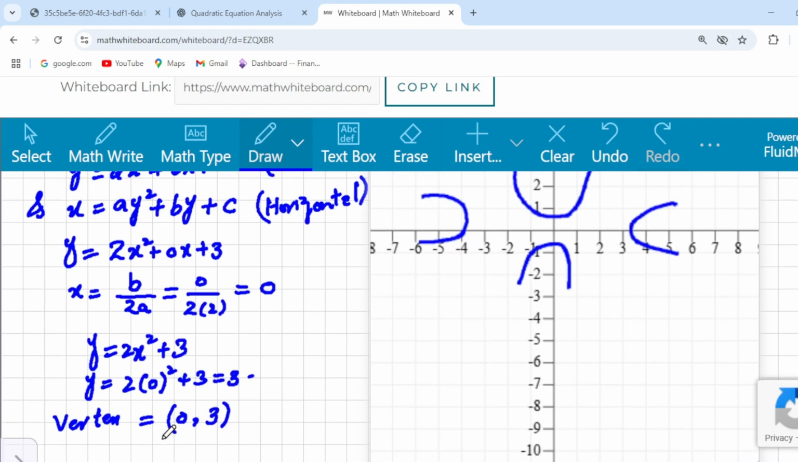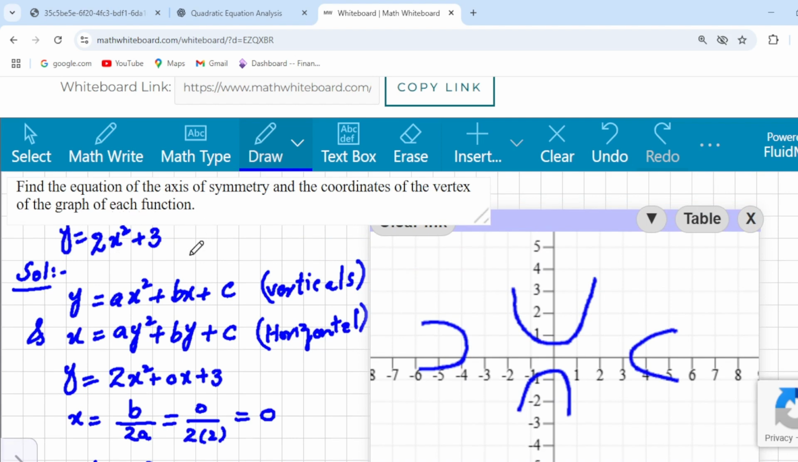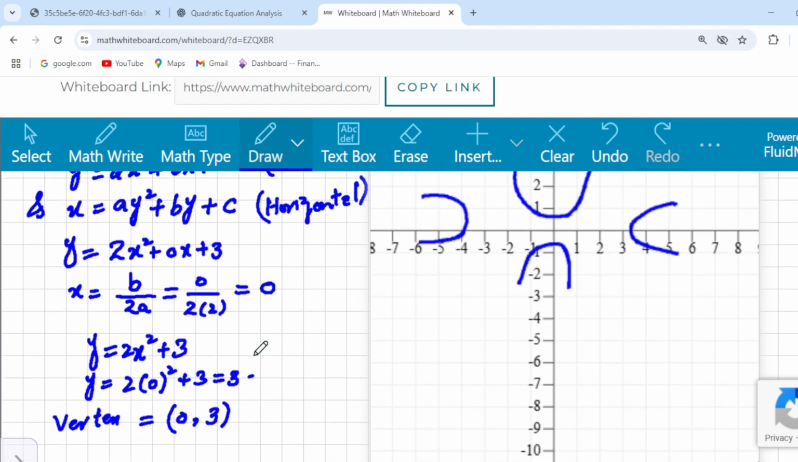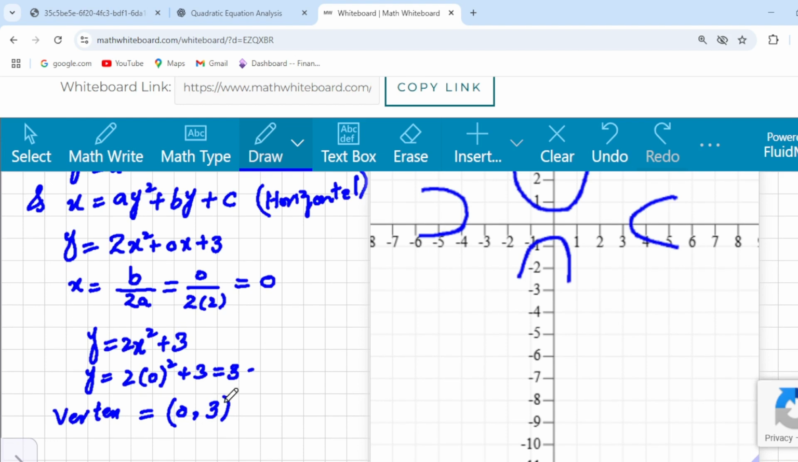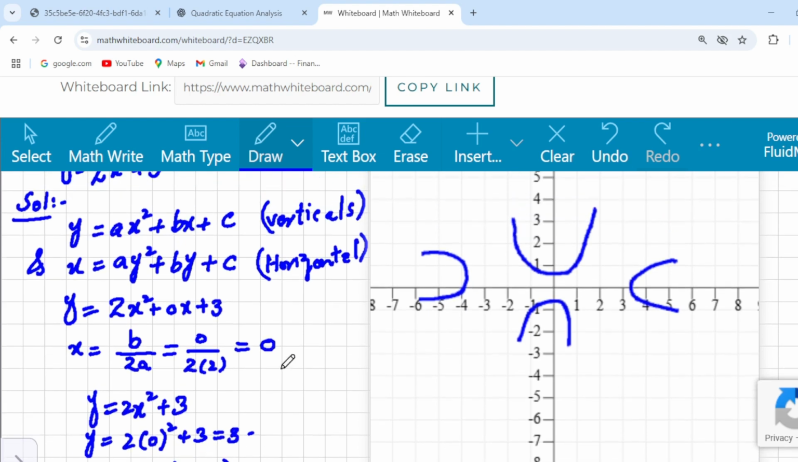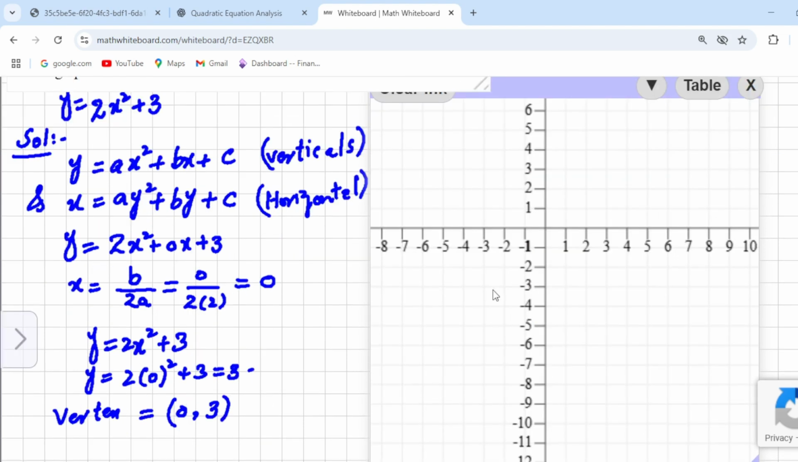So we find the coordinate of the vertex of the graph of each function. We also have to draw the graph of each function. For the graph we need points. One thing we found is the vertex, so we have to find some other points. First we mark the vertex, which is 0 and 3. X is 0 and y is 3, which is here, because on the y-axis x is always 0, and on the x-axis y is always 0. So x equal to 0 is on the line of the y-axis and y equal to 3. This is the point known as the vertex.